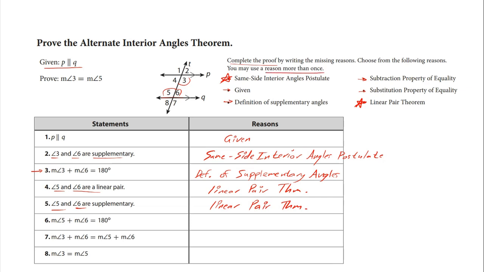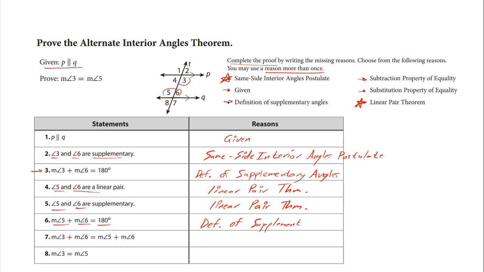And again, reasons can be used more than once, especially in this situation. It's like they're saying the same thing: oh, those are linear pairs, and oh, they're supplementary. It's for the same reason, the linear pair theorem. Now, angle 5 plus angle 6 equals 180 degrees. Once again, we're using the definition of supplementary angles.